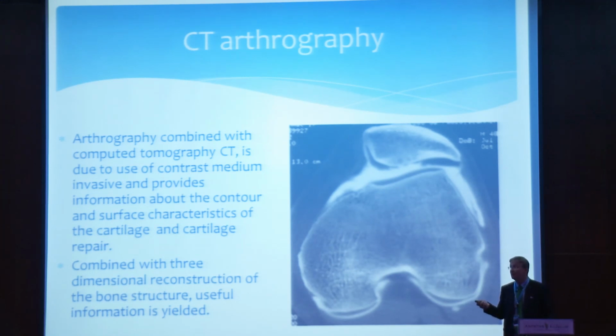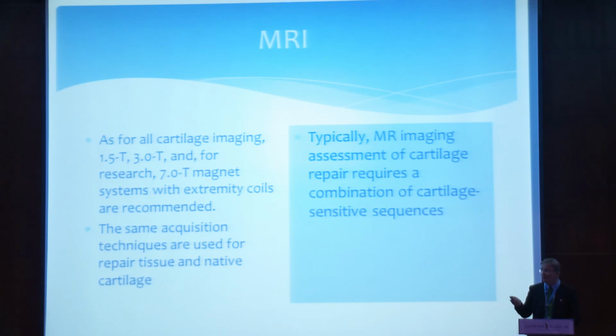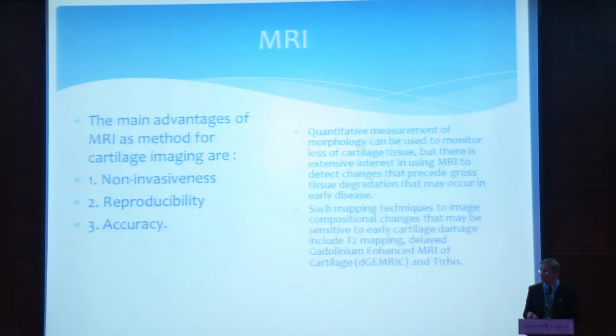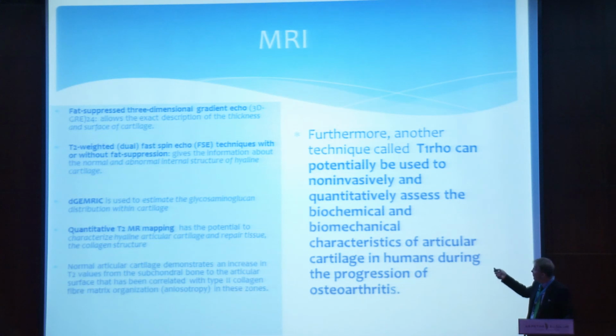MRI, if you have metal, it could be difficult to evaluate with MRI. You could then instead use CT arthrography that is quite useful to follow the surface of the cartilage and also what's happening in the subchondral bone. MRI 1.5 to 3.0 Tesla, and for research 7 Tesla are the ones that we use. Because they are non-invasive, they could be reproducible, and they are very accurate. And there are different types of them that you could use to look upon the surface and the thickness, the information about the normal articular cartilage, here dGEMRIC about the proteoglycan, T2 mapping collagen structures.